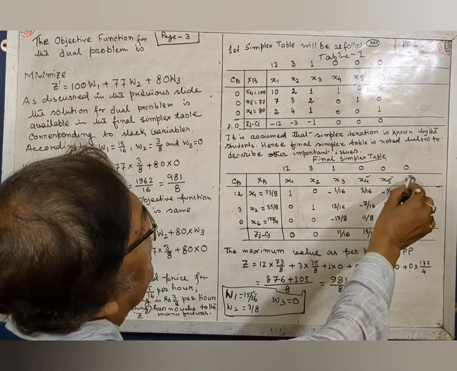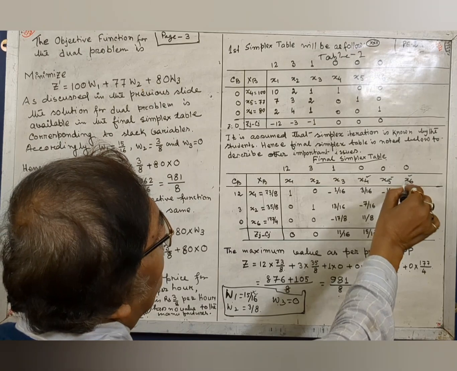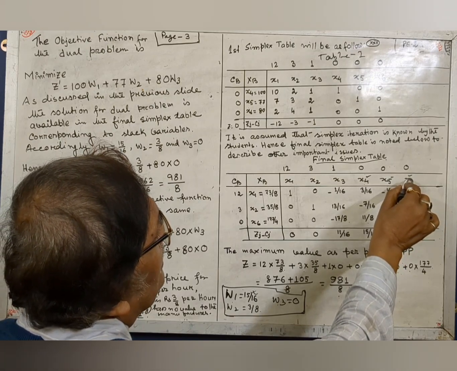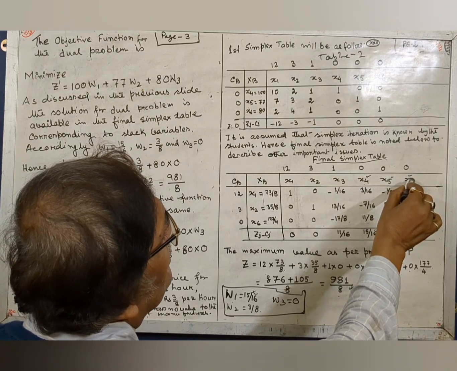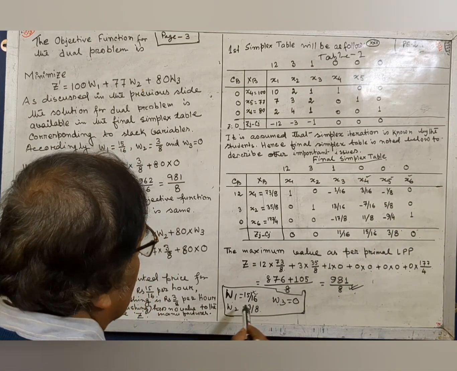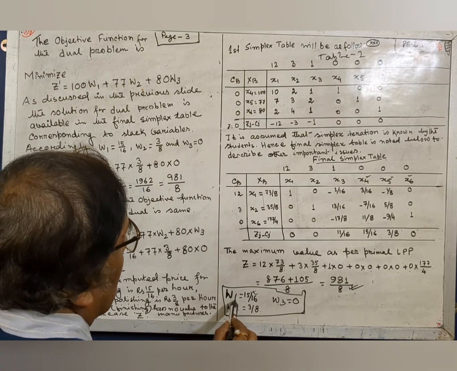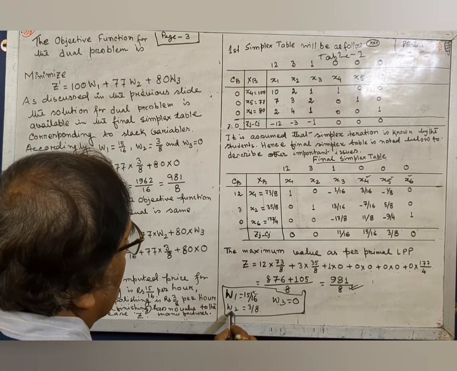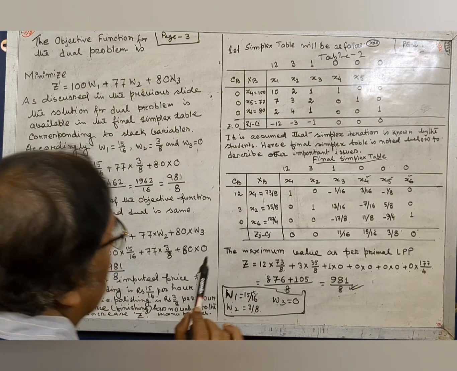And the value of the third dual variable, that is W3, will be available from the corresponding slack variable value of the index row, which is 0 in this case. That is, W1 is equal to 15 by 16, W2 is equal to 3 by 8, and W3 is equal to 0.